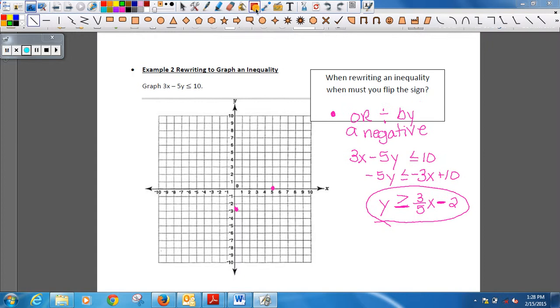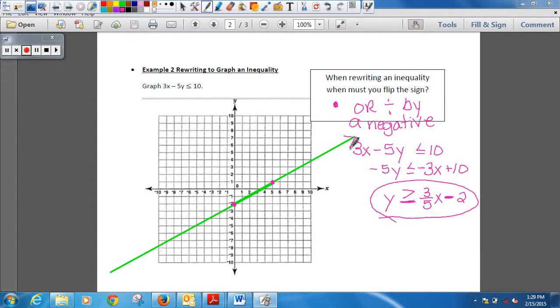It's a solid line this time, so I don't have to worry about dashing it once I'm done here. But I do need to make sure it goes on past all the coordinate parts here, so I can make sure my shaded region is correct.